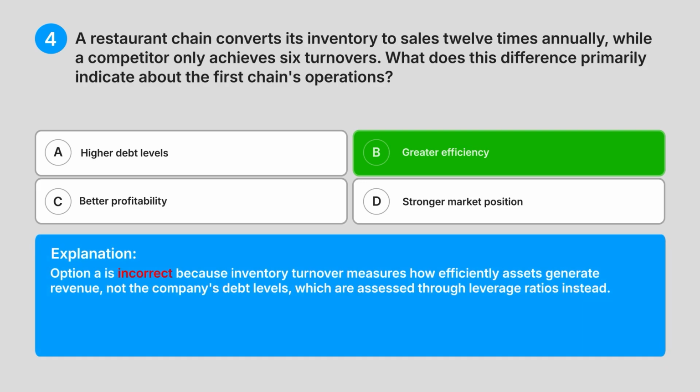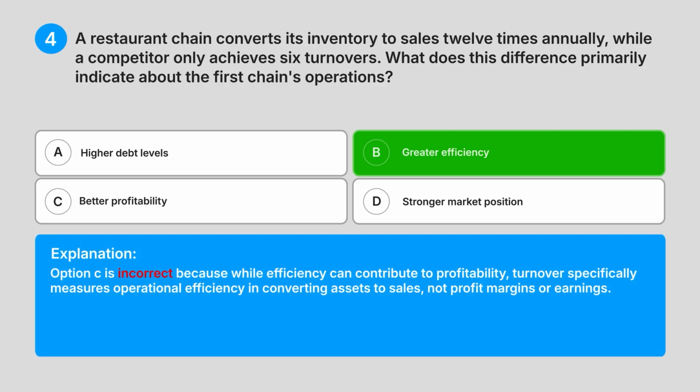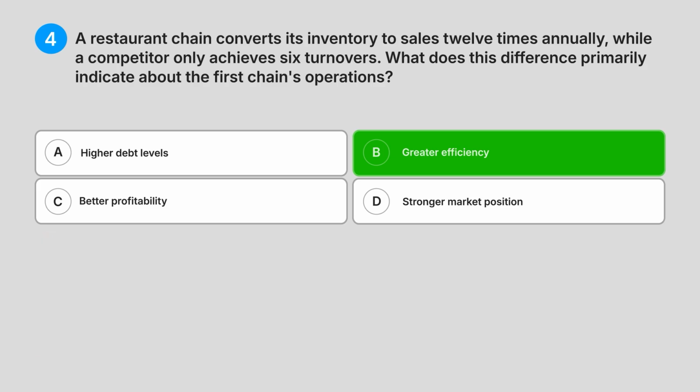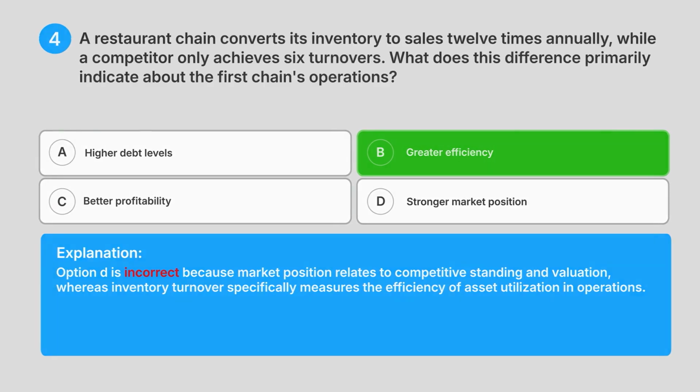Option A is incorrect because inventory turnover measures how efficiently assets generate revenue, not the company's debt levels, which are assessed through leverage ratios instead. Option C is incorrect because while efficiency can contribute to profitability, turnover specifically measures operational efficiency in converting assets to sales, not profit margins or earnings. Option D is incorrect because market position relates to competitive standing and valuation, whereas inventory turnover specifically measures the efficiency of asset utilization in operations.